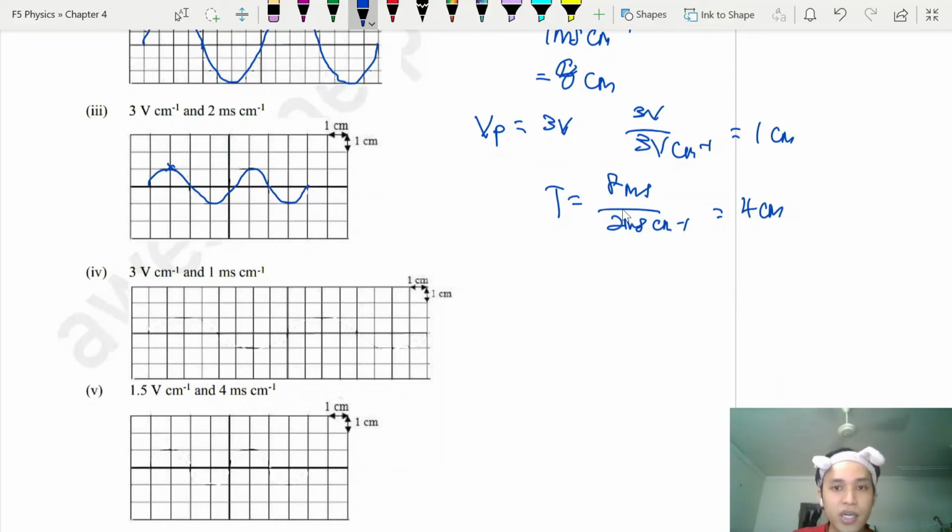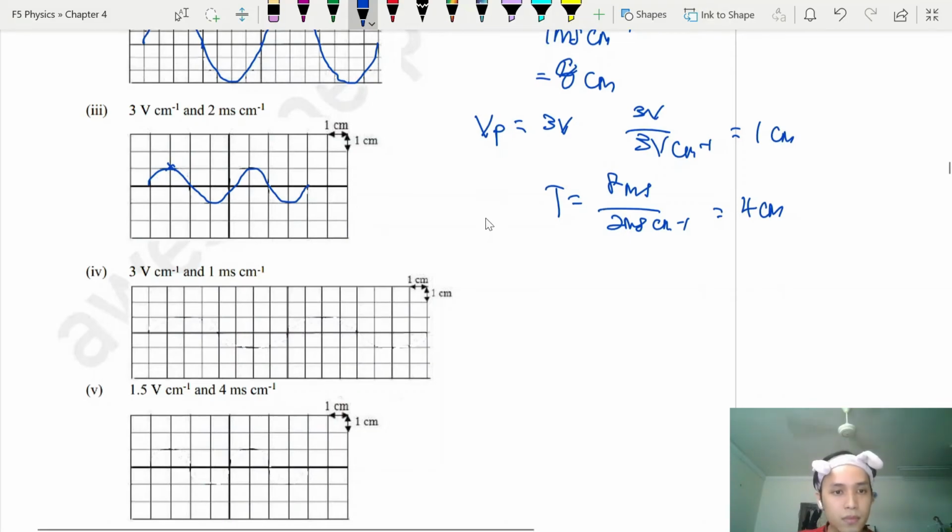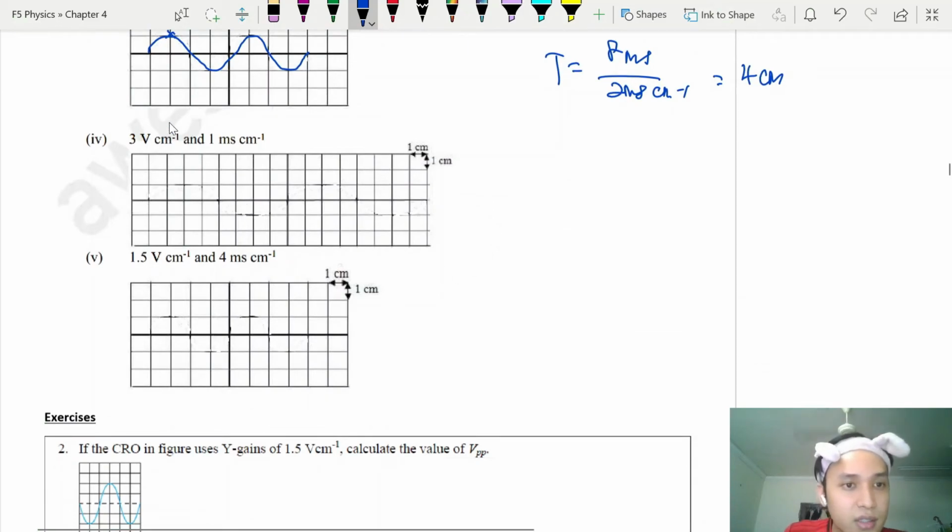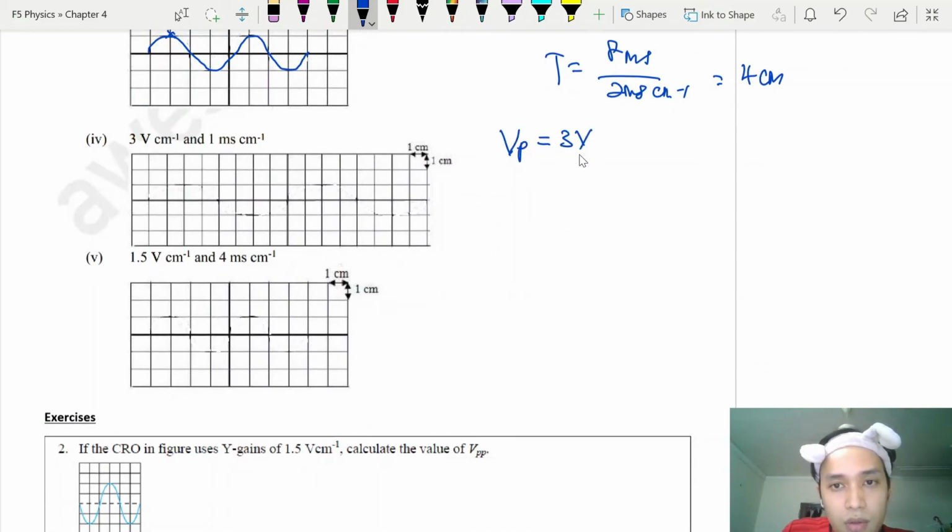Okay, so let me check. One period, 4 cm. So 1, 2, 3, 4. And then my peak voltage is 3 volts, correct? Because now 1 cm is already 3 volts. Same thing here, peak voltage is 3 volts. Remember, my peak voltage is based on the original one, meaning you need to calculate first how much your peak voltage is, then only you can draw the changes.